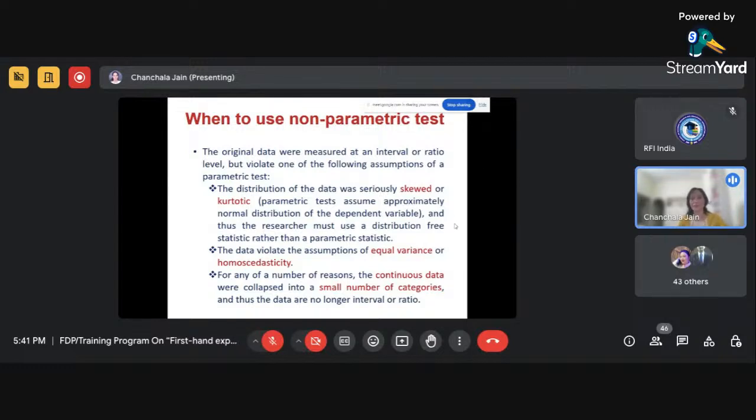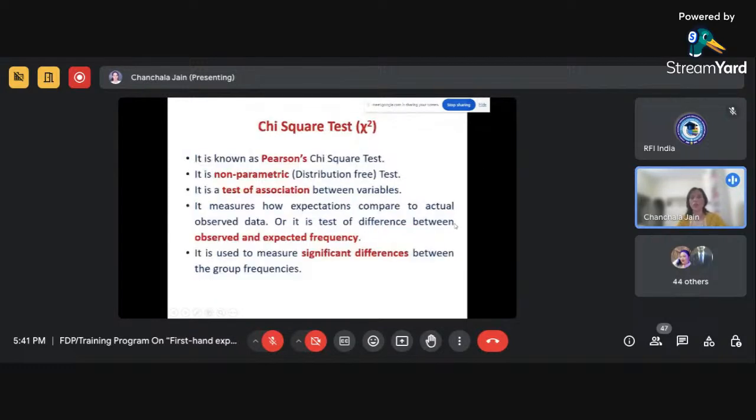Then moving to the next slide. Talking about the chi-square test. Firstly, the other name of the chi-square test is the Pearson's chi-square test. It was given by Pearson, and that is why, after his name, we name this test Pearson's chi-square test. So it is also a non-parametric test because it is distribution free. Distribution free means normal distribution free. It is not a requirement that you need to check the normal distribution of the data.